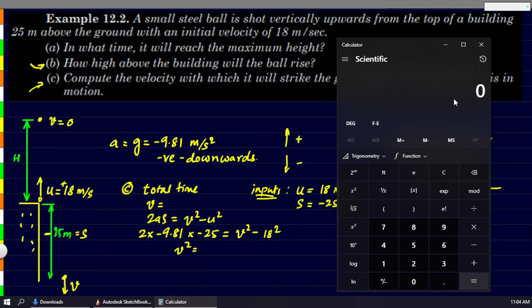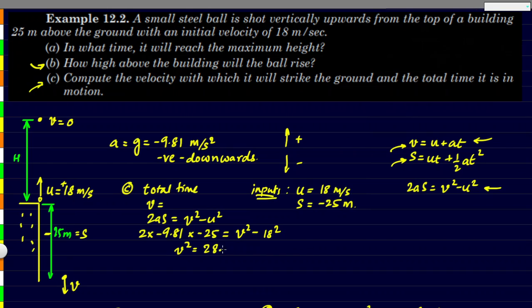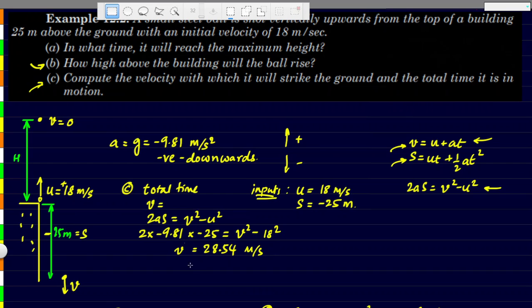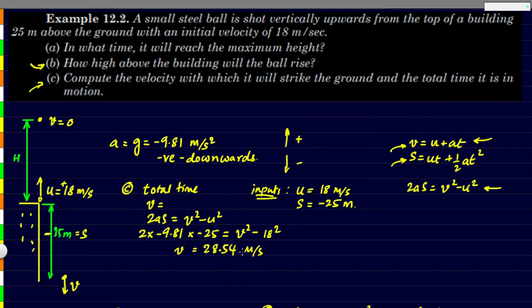So here's our calculator. We just need to find 2 into 9.81 into 25, and that's giving us this much. To this we'll have to add square of 18, 18 into 18. That's giving us 814.5, and we need to take the square root of this. That's giving us 28.54. So 28.54 meters per second. Not square, of course, we've taken the square root, so it's going to be velocity. So this velocity we found.